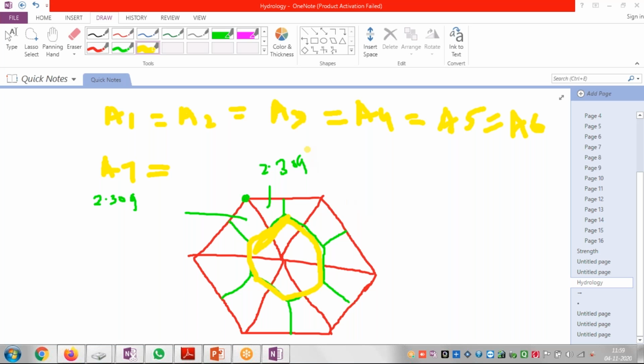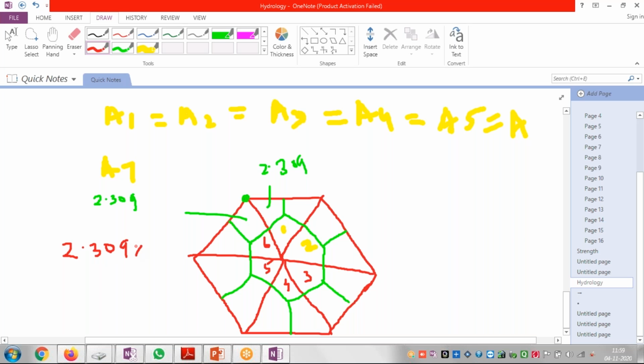Correct, 13.85. Why? Because this is the one area. This is the second, then third, fourth, fifth, and this is the sixth one, right? If I multiply this single piece, 2.309, into 6, I will get the area equal to what?